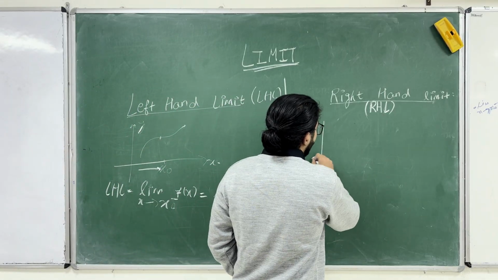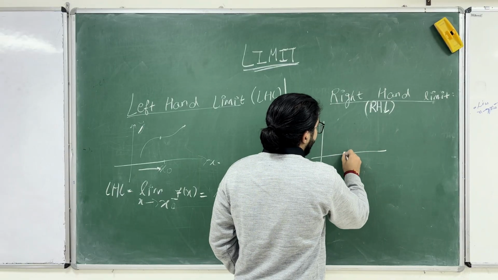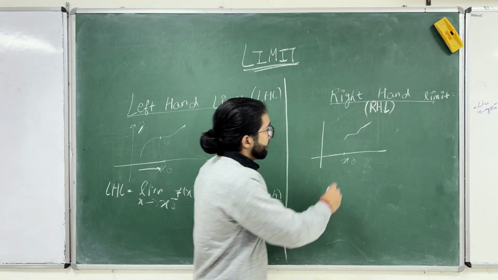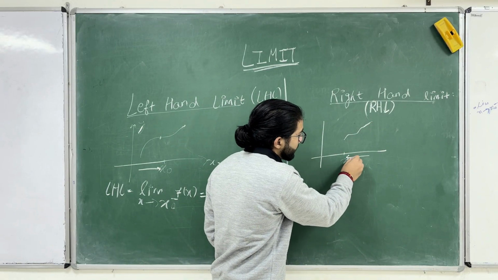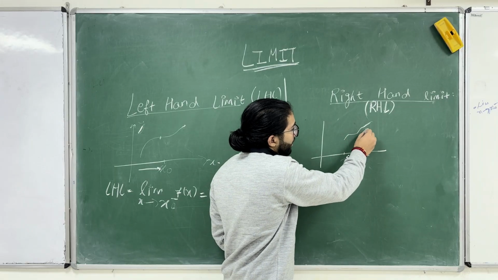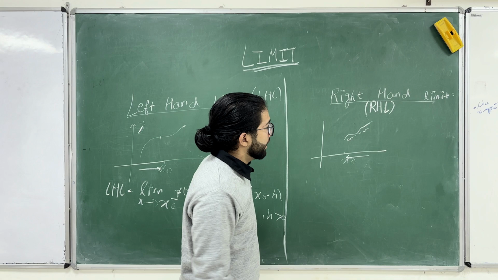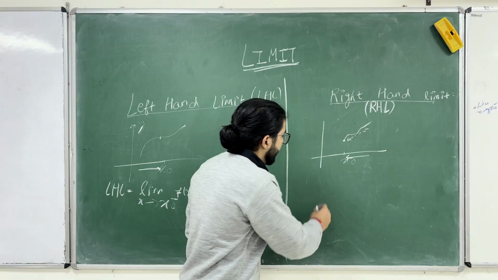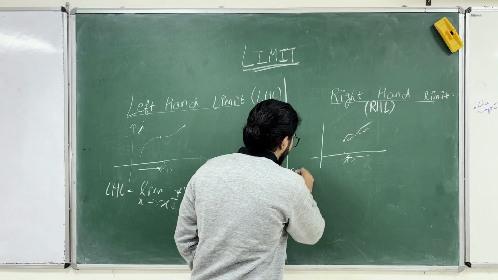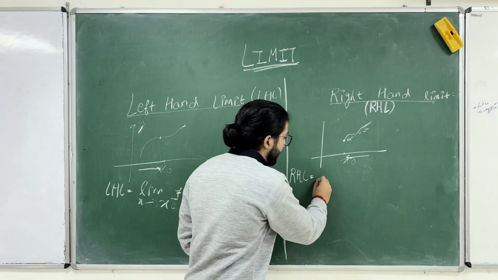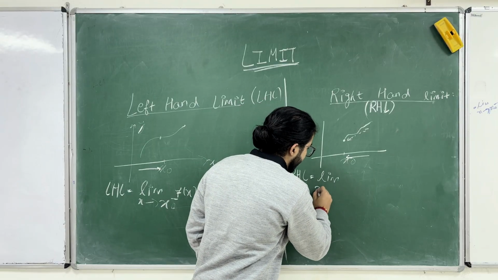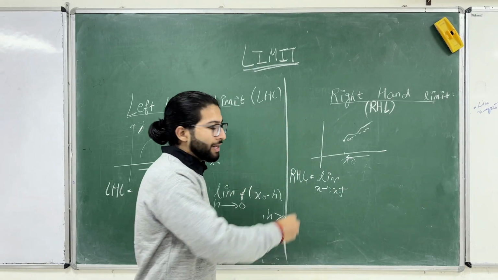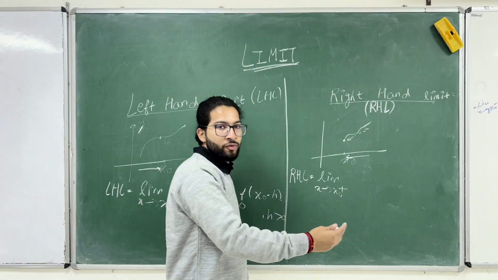Now we have any function, let us say at the point x naught, and let's draw only the right part. So when we are going towards x naught from the domain, where our function is going, that point will tell us about the right hand limit. Now we can write RHL or right hand limit is equal to limit x tends to x naught, and in that case we have to write plus, like we are going towards x naught from the right hand side.